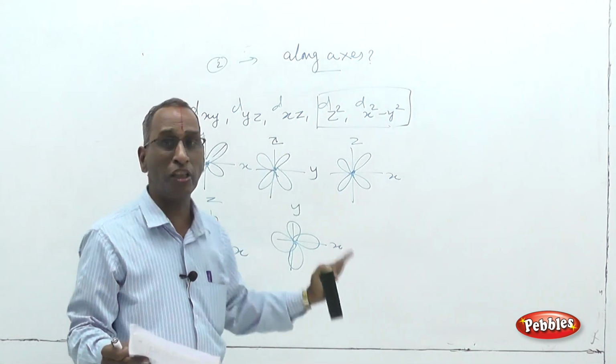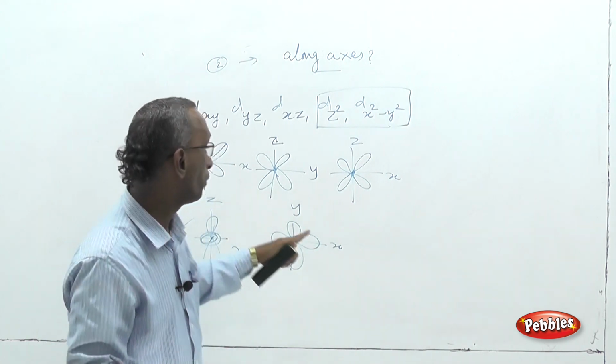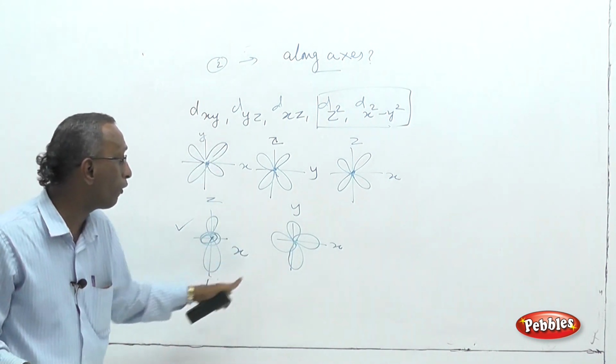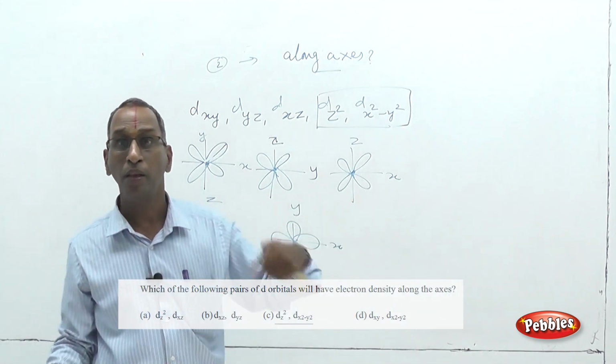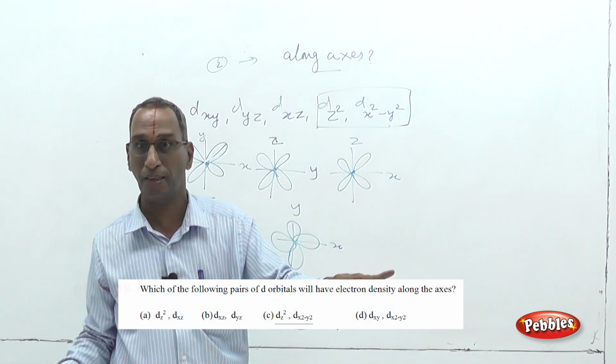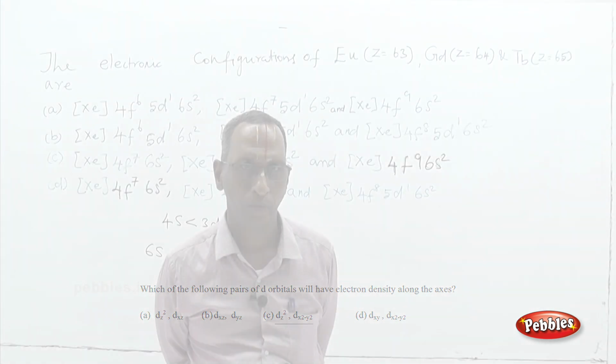So in the positioning of d orbitals, you have to remember that lobes are positioned along the axis only for 2 versions. The other 3 versions are distributed between the axes, diagonally opposite to the axis. That is to be noted.